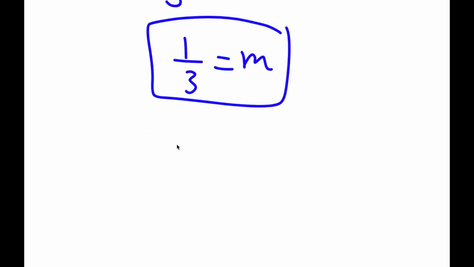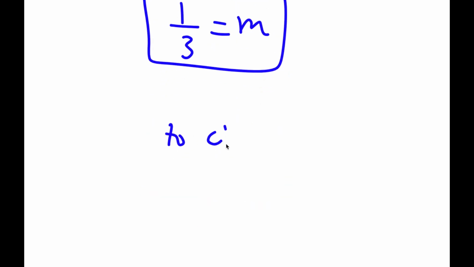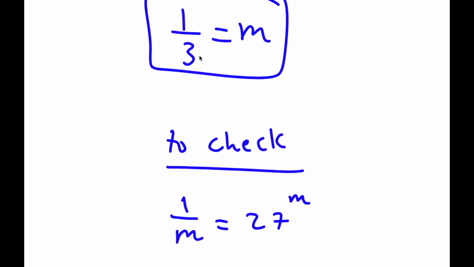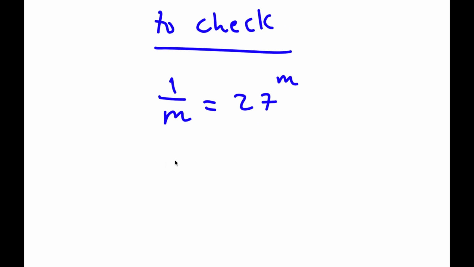Now, to check, first start with 1 over m is equal to 27 to the power of m. And we know that m is 1 over 3. So now I have 1 over 1 over 3 is equal to 27 to the power of 1 over 3.